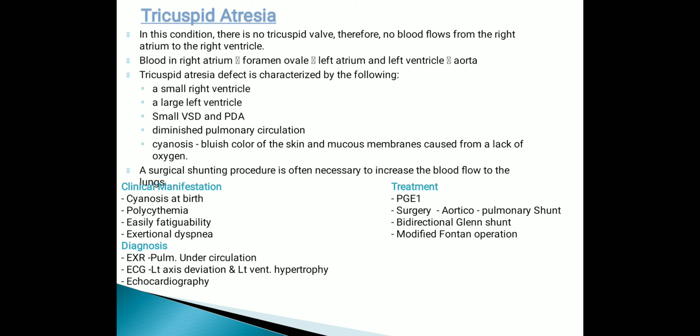Clinical manifestation: cyanosis, polycythemia, easy fatigue, exertional dyspnea. Diagnosis: chest X-ray, decreased pulmonary circulation, ECG left axis deviation, echocardiography. Treatment: PGE1 and surgery.